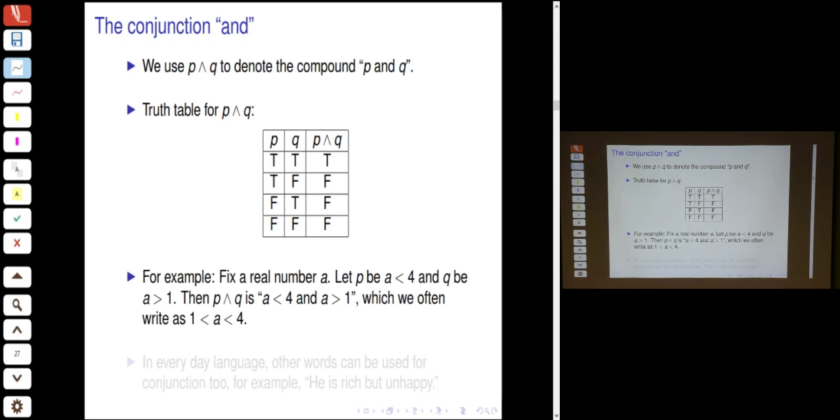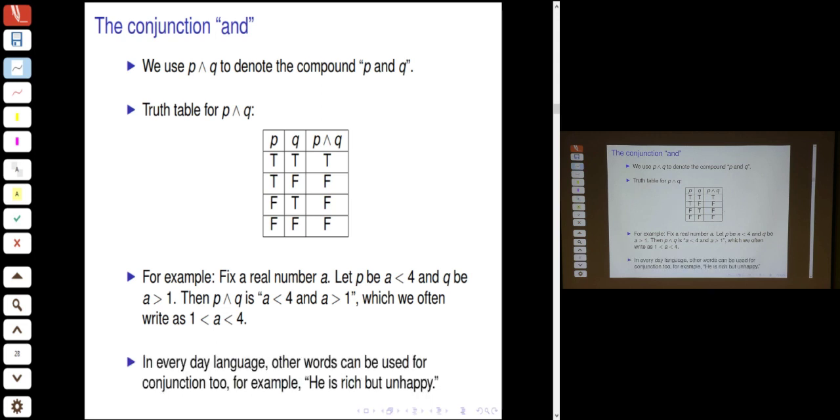Okay, so let's look at one example. Suppose we fix a real number A. The statement P says A is less than 4, and statement Q says A is bigger than 1. Then what is P and Q? P and Q will say A is less than 4, and A is bigger than 1. You can write it in a shorter form, which is 1 less than A less than 4. So it's just like that.